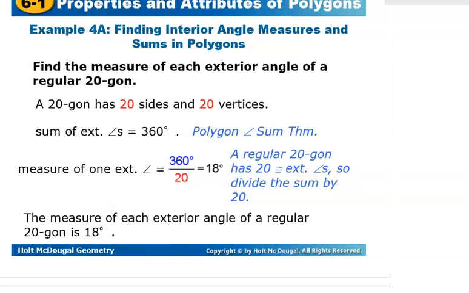Okay, so find the measure of each exterior angle of a regular 20-gon. So if you have 20 sides, and they all add up to 360, you can just take 360 and divide it by 20. Donezo.